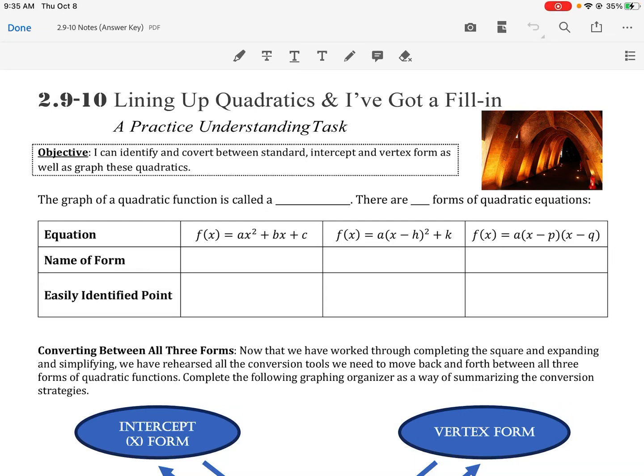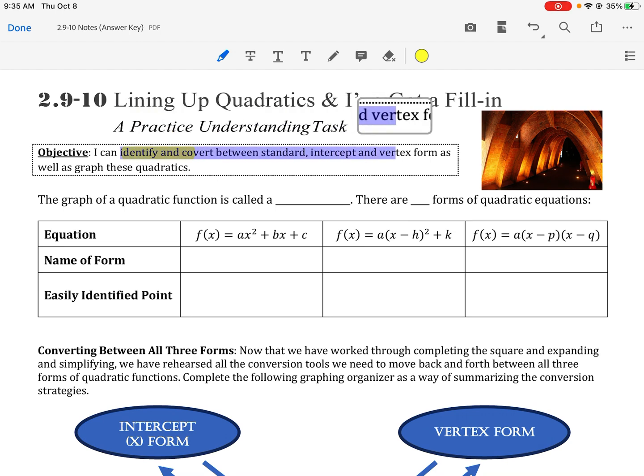Okay, this is the last thing for Module 2B. Today we're going to take a look at identifying and converting between standard, intercept, and vertex form. And once we do that, we're also going to graph these quadratics.